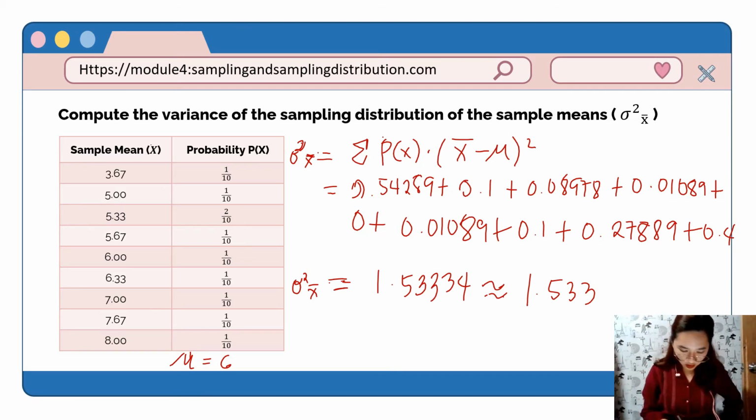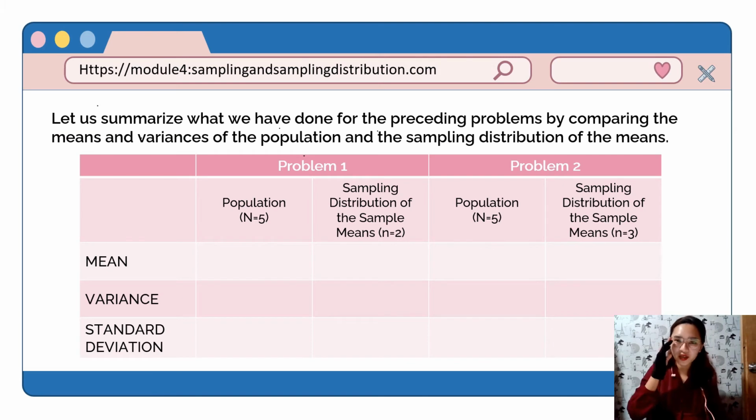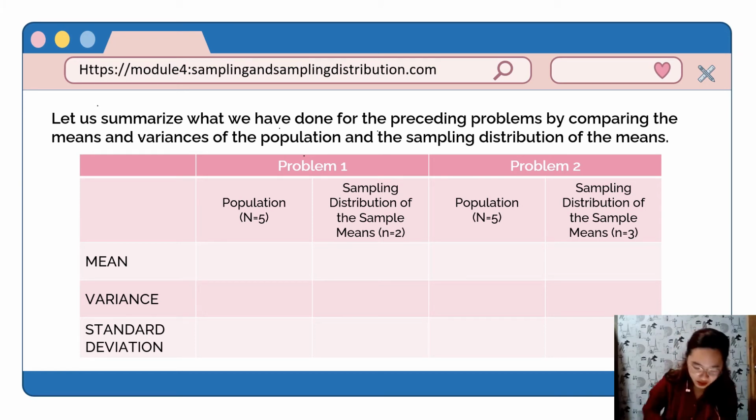Okay. So, itong ating sample variance. Summarize na natin yung ating mga nakuhang values so that we can already compare the means and variance of the population and the sampling distribution of the means. So, yung sa first problem natin, ang population natin doon ay 5, and ang ating sample size is 2 lang. So, ang mean na na-compute natin doon is 3. Tama? At ang population variance naman natin is 2.